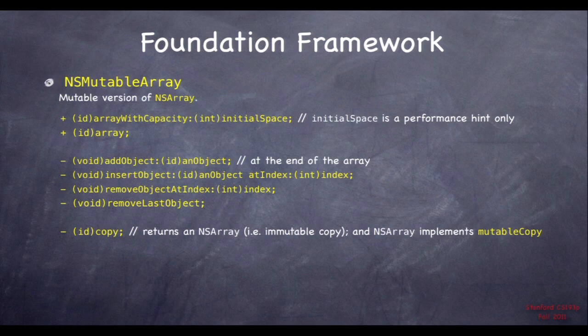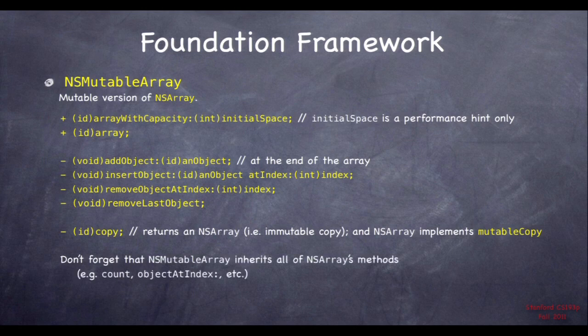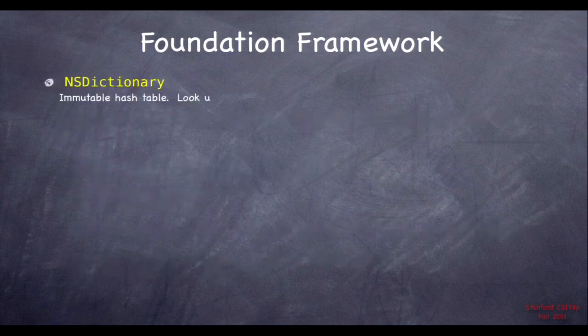And you might be kind of scared, whoa, it's going to copy my entire array just so I can make it immutable or mutable. It's quite efficient to make an immutable copy of a mutable array, not so much to make a mutable copy of an immutable array. That's not quite as efficient as the other way around, but still, these things are super optimized. And don't forget that NSMutableArray inherits everything from NSArray. A lot of times people forget that. There are a lot of cool methods in NSArray that you get in NSMutableArray.